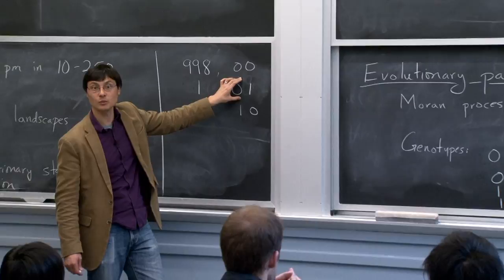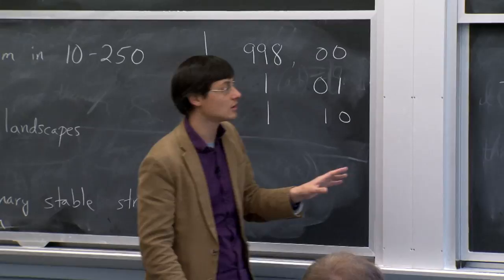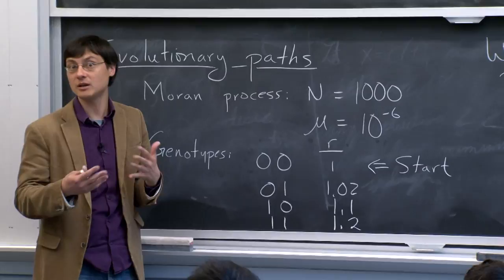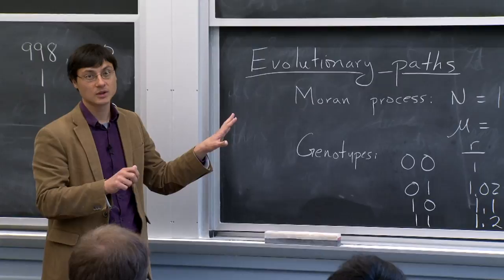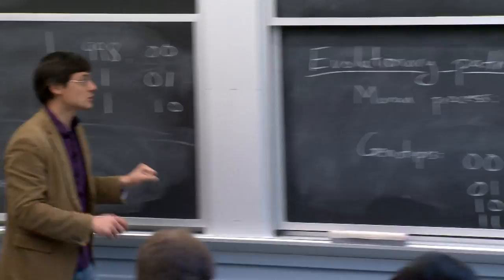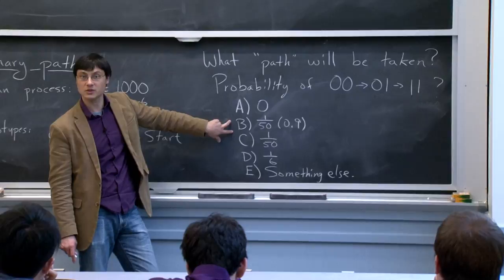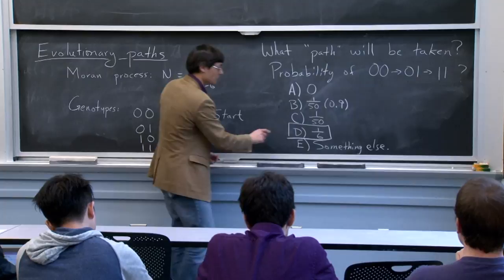But that's a slightly different question than if we start with an entire population at 0-0, and now these mutations will be occurring randomly at some rate, and then something's going to happen. Somehow the population is going to climb up this fitness landscape, and we're trying to figure out the relative probability that it's going to take one path or another. Do you see the difference between these two questions? I think this is the correct answer to a different question. So it's going to end up being D, and now we want to figure out how to get there, because it is a bit tricky.